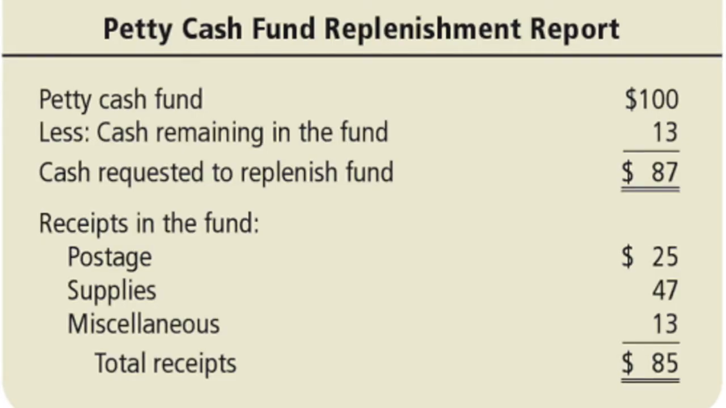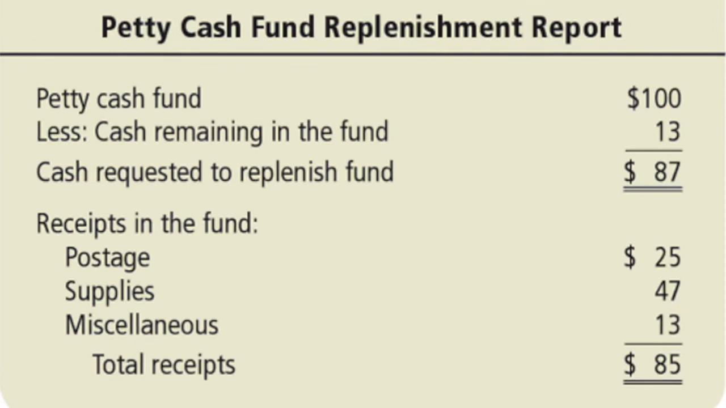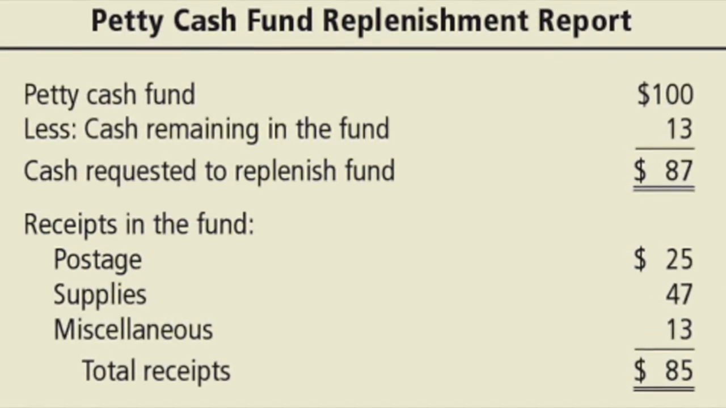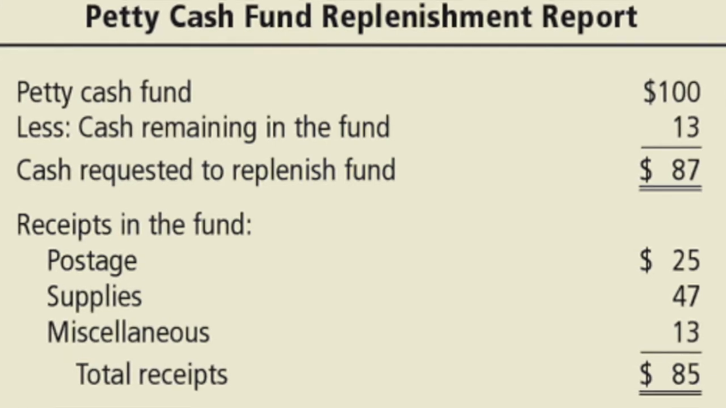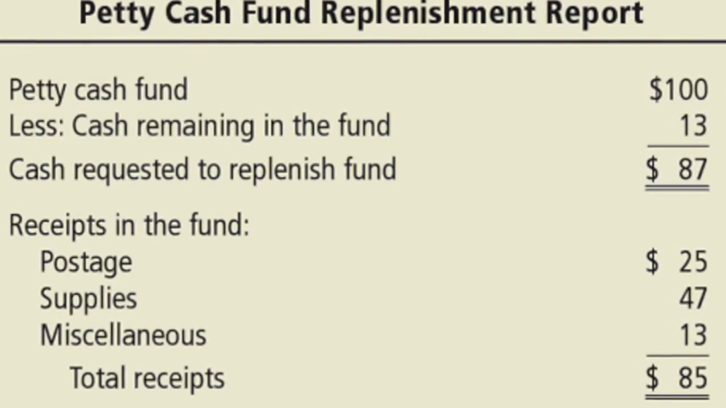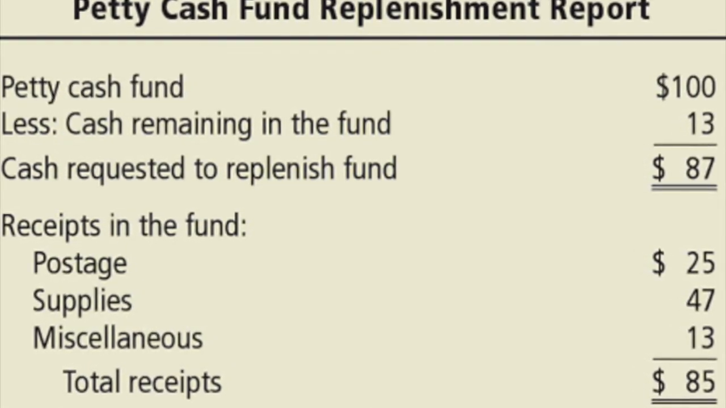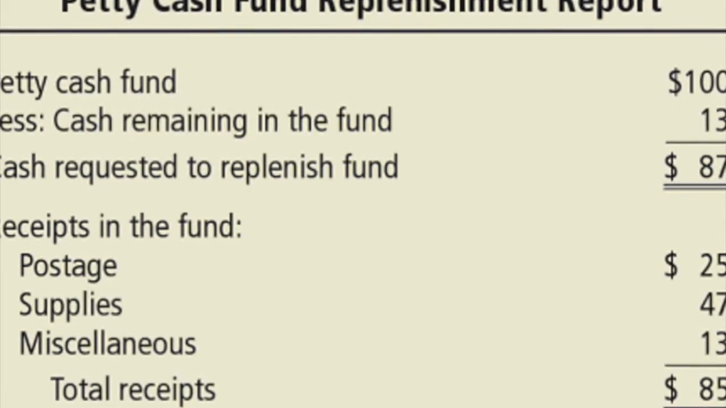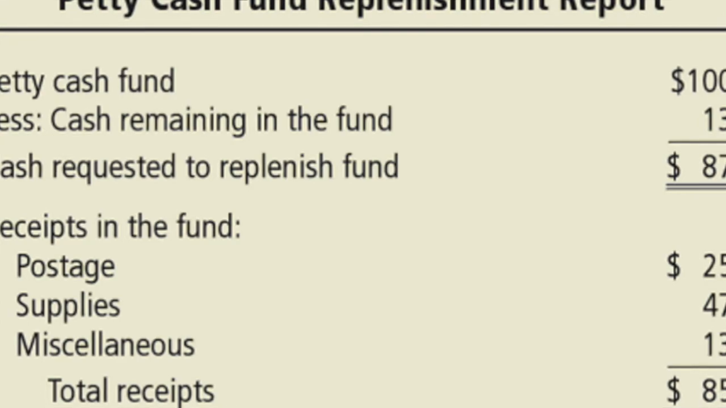Cash requested to replenish the fund and total receipts sometimes are different. Therefore, cash over and short account is created. It is a temporary account that can have either a debit or credit balance. With the above example, we can see that the cash requested to replenish the fund and total receipts are different. Therefore, the following entry will be made.